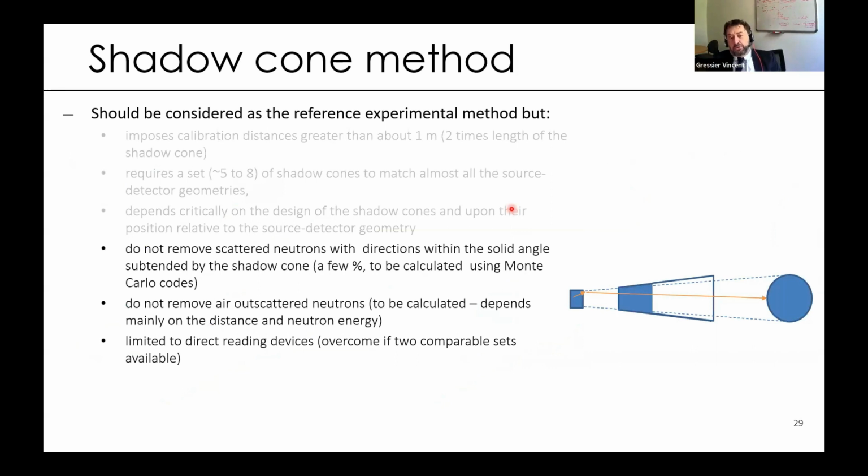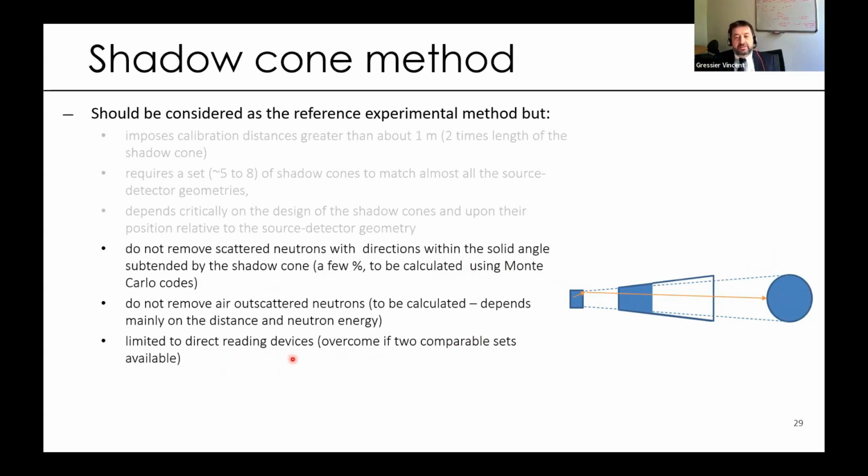The shadow cone method does not remove the scattered neutrons with direction within the solid angle subtended by the shadow cone. For example, if I have a neutron which scatters within the source and then reaches the detector, I will stop it as if it was a direct neutron, but it's not the case. So you have to remove this part, and the only way is to calculate it using Monte Carlo codes. It does not remove the air out-scattered neutrons, and as we have said, it's limited to direct reading devices.